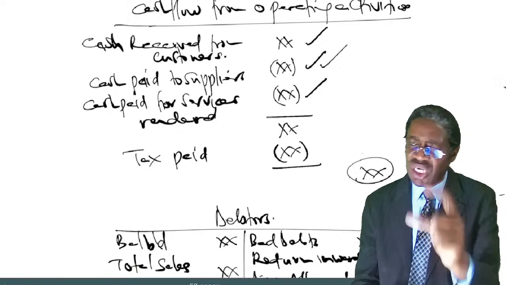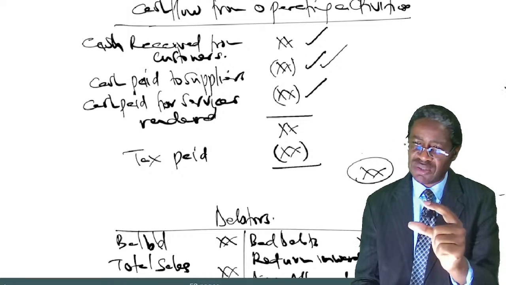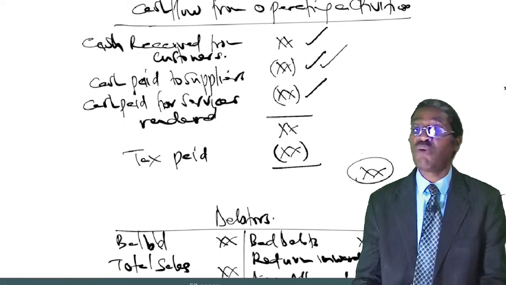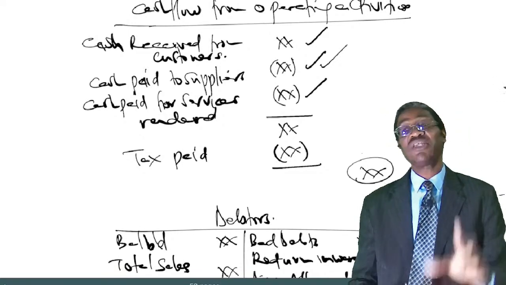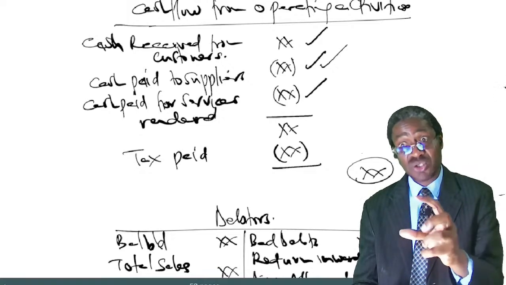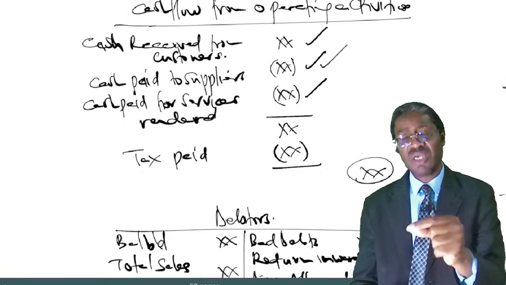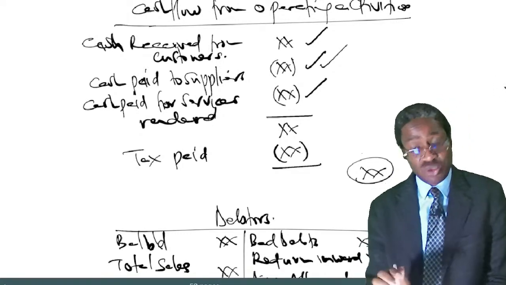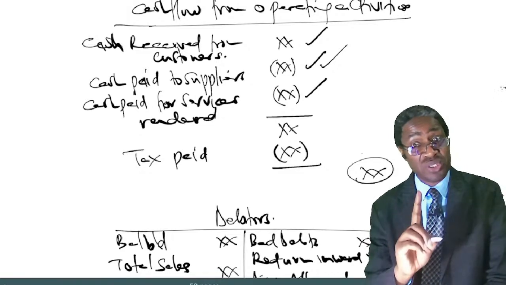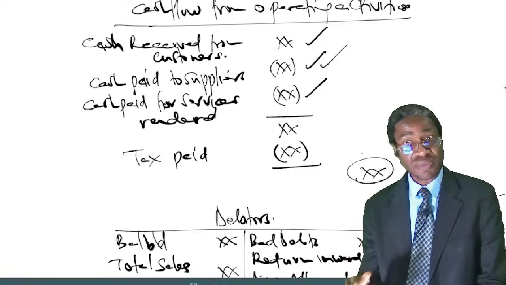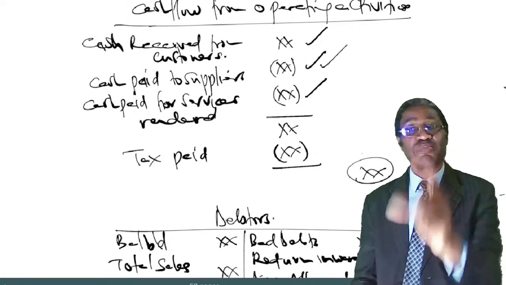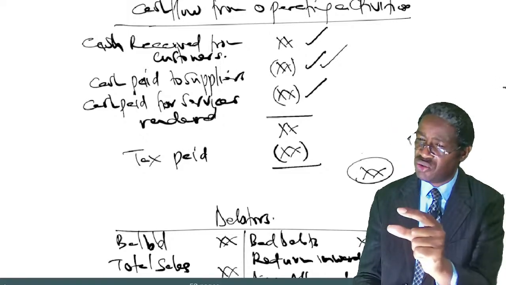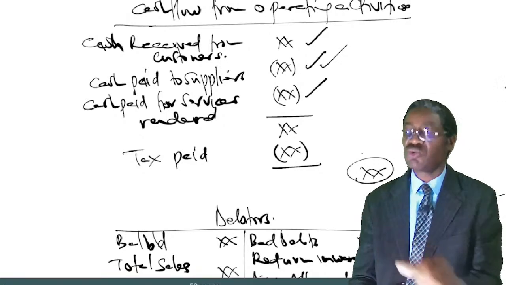We are not only talking about credit suppliers. We are talking about even the cash suppliers. Those suppliers from whom you bought goods on cash basis, and those suppliers from whom you bought goods on credit, to all of them, how much did you pay to them? That's why we are not saying cash paid to creditors. No, we are saying cash paid to suppliers.